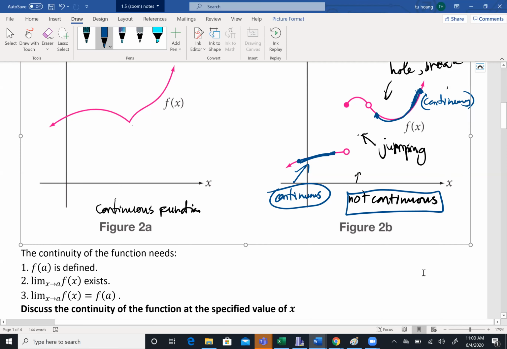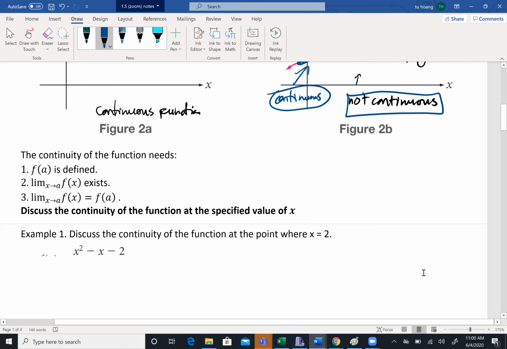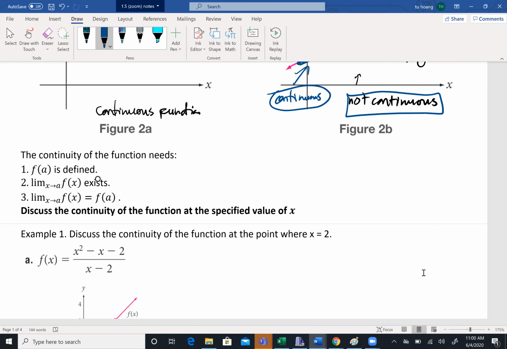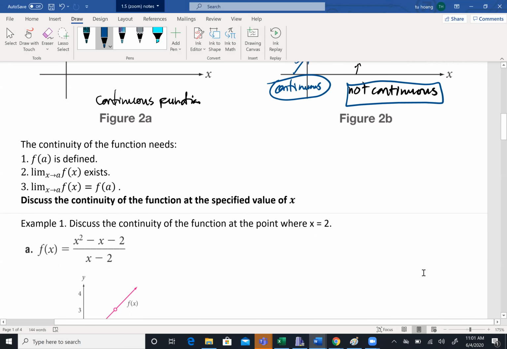Okay, so the first condition is f(a) is defined. The second one is the limit of f(x) as x approaches a has to exist. And the last condition is the limit of f(x) as x approaches a will have to be equal to f(a). Okay.